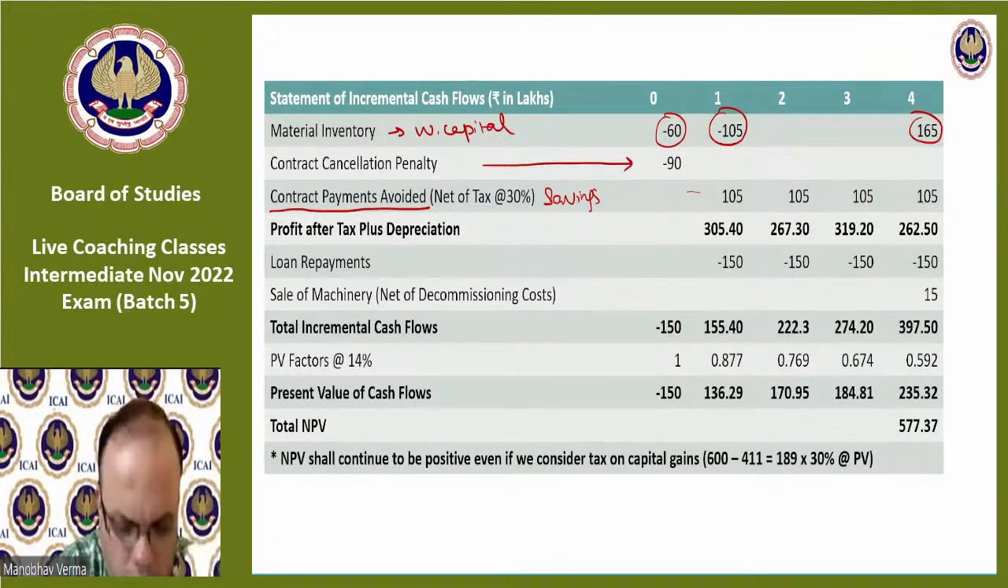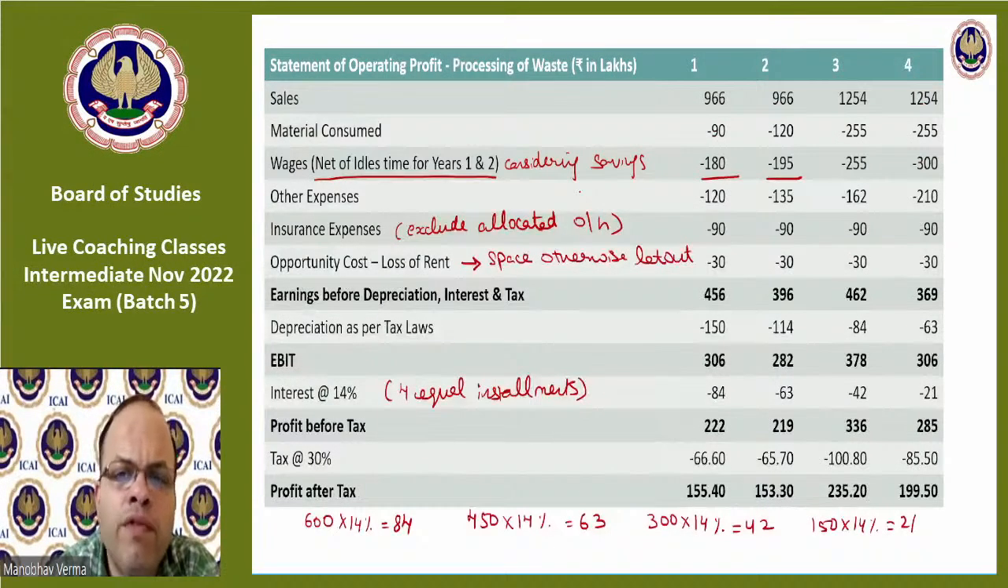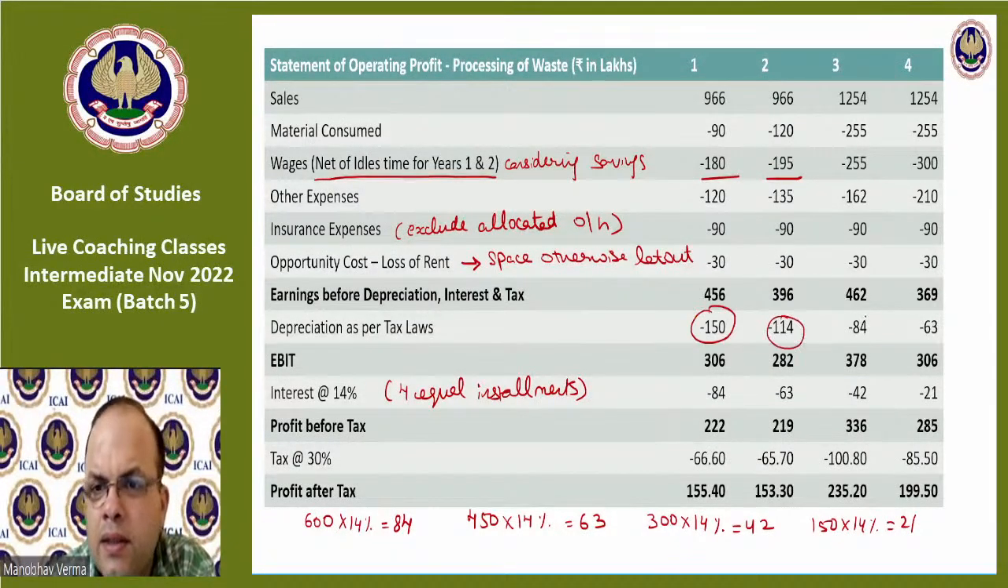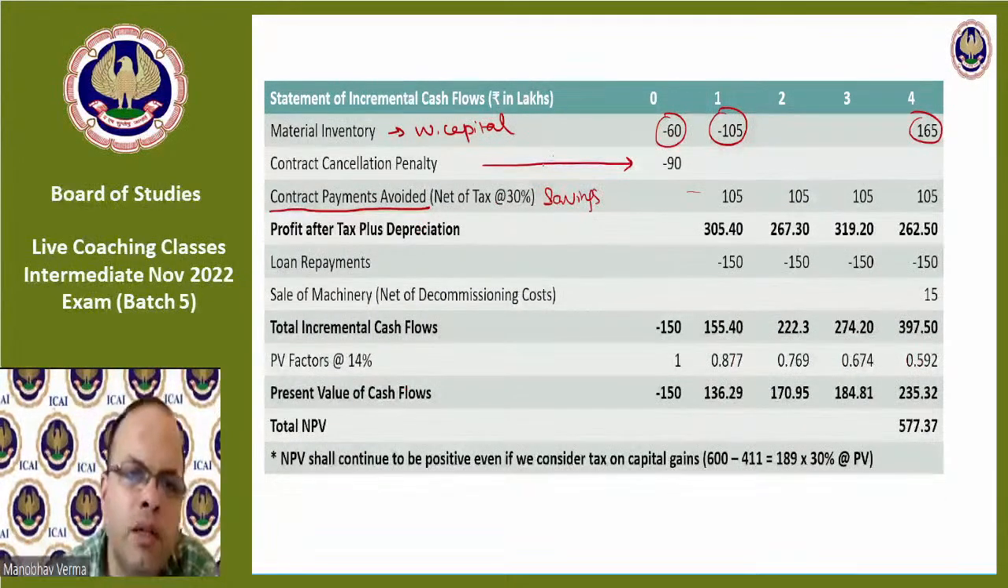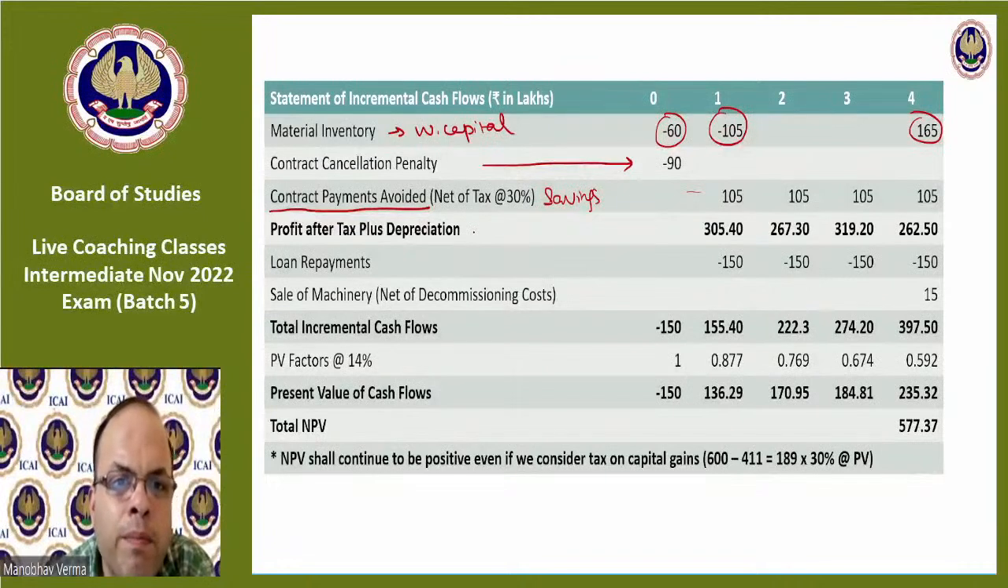Everyone with me on this? Now, my profit after tax was 155, 153, and so on. But of course, there was a depreciation which we need to add back, right? So this number is profit after tax plus depreciation.